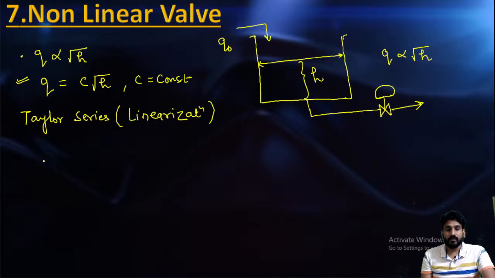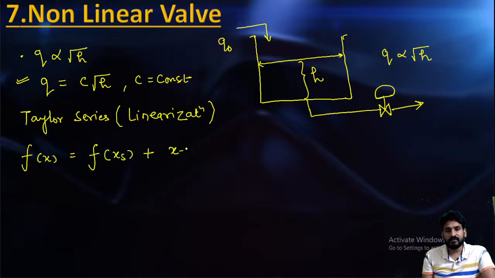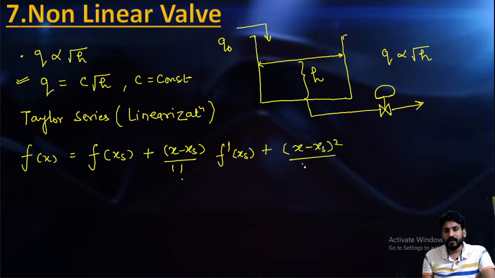Let's suppose I have f of x, any function, and I have to linearize it about any point. Here I want to linearize this system about the steady state point. Then it is f of xs plus (x minus xs) divided by 1 factorial times f dash of xs, plus (x minus xs) whole square divided by 2 factorial times f double dash of xs. So this is the series, this is my Taylor series. Is it clear to you?